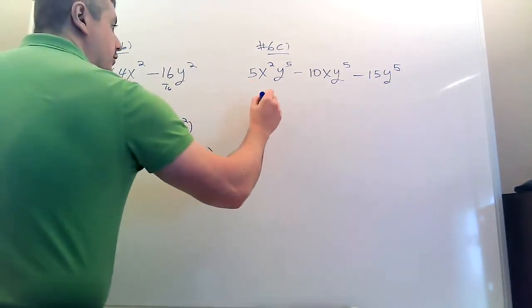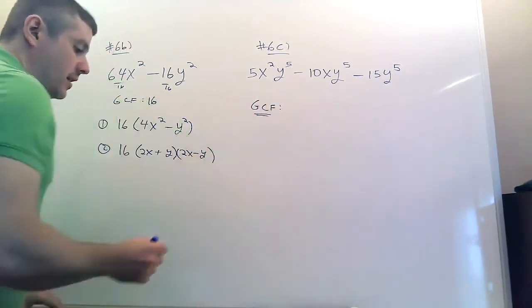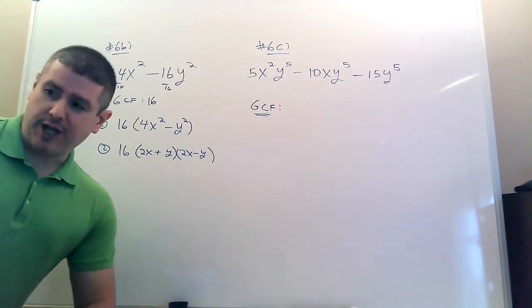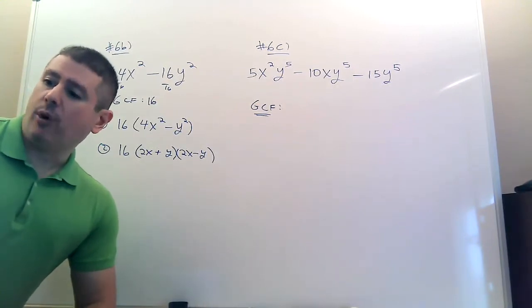So now, in the next one, I mean, come on. You have 5, 10, 15. There's no trickery here. The largest number that divides them all is 5.